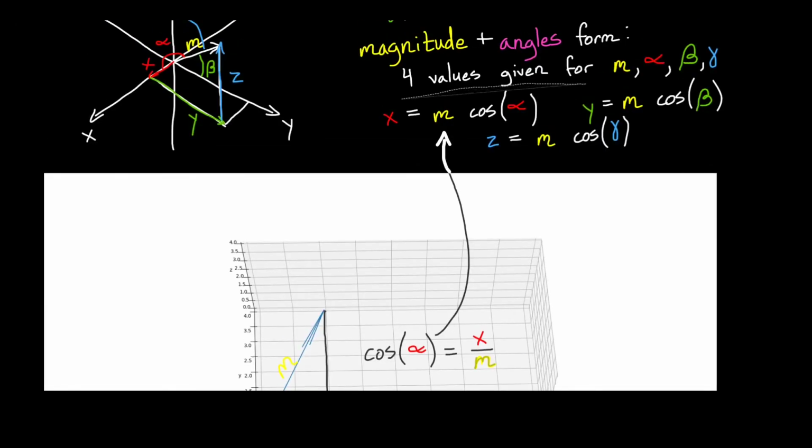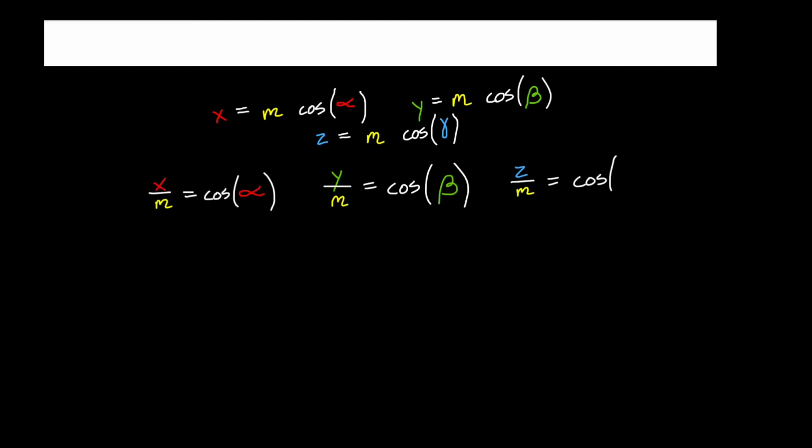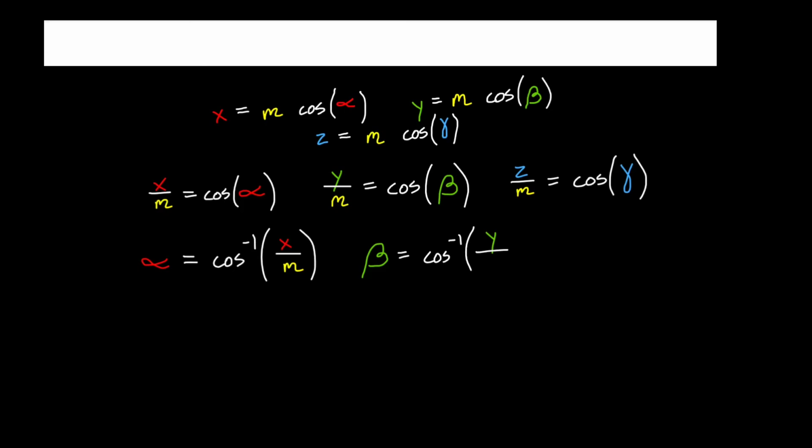Let me just grab these equations real quick and bring them along because we're not quite done with them yet. If we want to go in reverse, that is from ijk to the magnitude and angles form, we can solve for each of the angles by simply rearranging the formulas to find x, y, and z. We do this by dividing each by m, then taking the inverse cosine of both sides. This leaves us with alpha, beta, and gamma being equal to the arc cosine or inverse cosine of their respective piece of the ijk form divided by the magnitude.